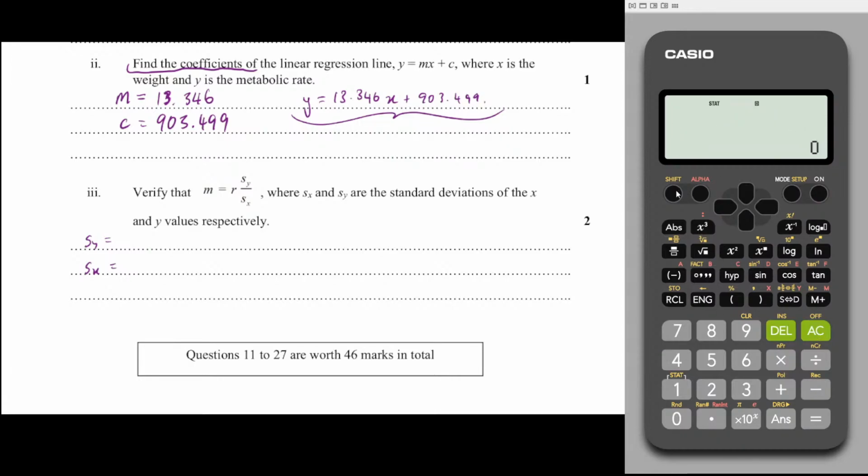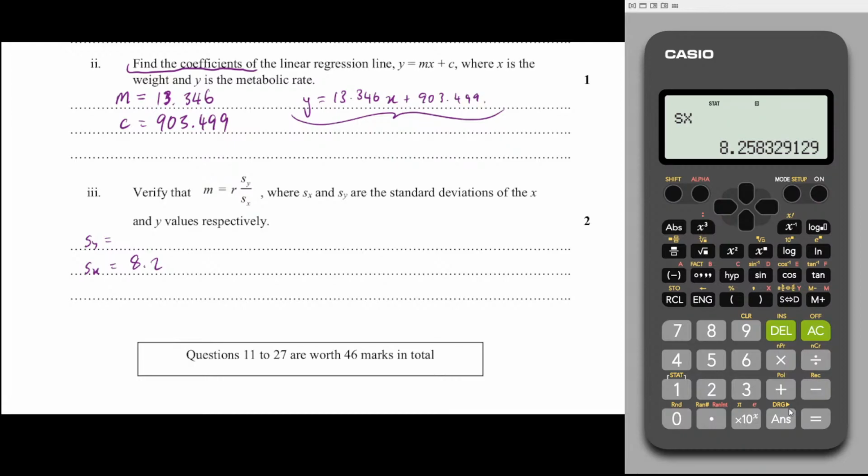So to get to the sy and sx, shift 1, and we're going to hit 4 for variance this time. And as you can see, we've got our sx and our sy here. So we'll start off with our sx. We get 8.258. Yep.